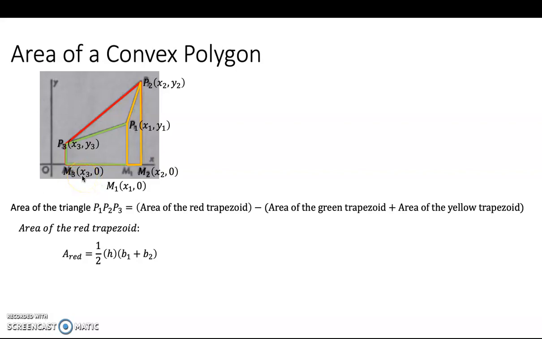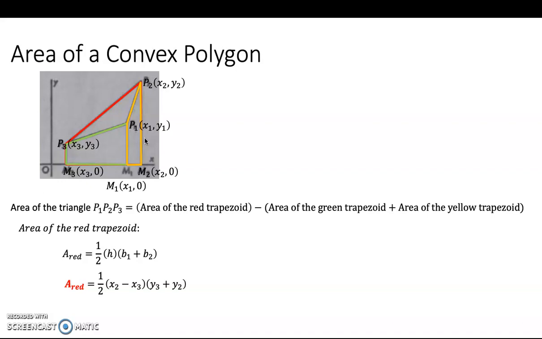That's for the height. Now, how about for the bases? M3, P3: since M3 is located at the x-axis, the distance between M3 and P3 is simply y sub 3. And the distance between M2 and P2 is simply y sub 2. So the sum of the bases would be y sub 3 plus y sub 2. And there we have the area of the red trapezoid.